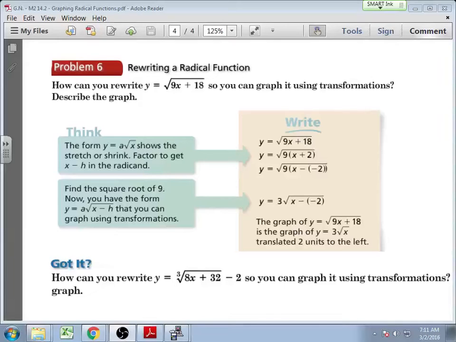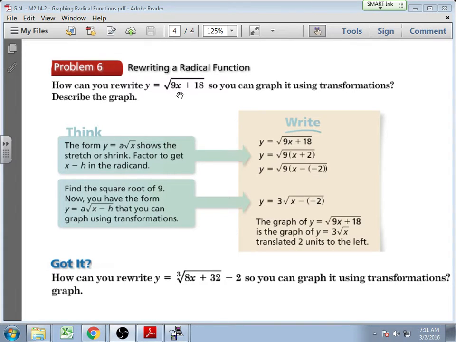Problem 6, one of the last things we're going to talk about, is what happens if we have a coefficient on our x inside the radical function, as well as a horizontal shift going on inside the radical function. So as you can see in your notes, we know that we can evaluate the square root of the 9 by itself.